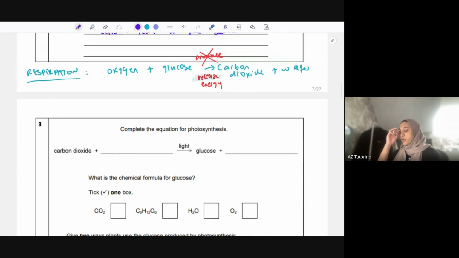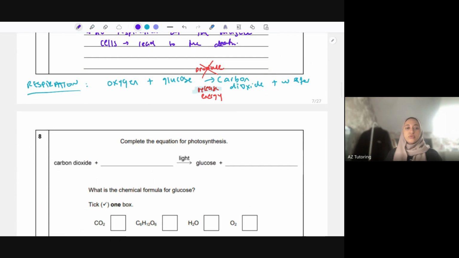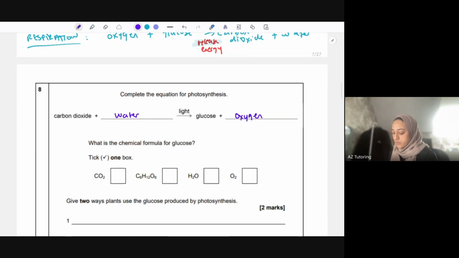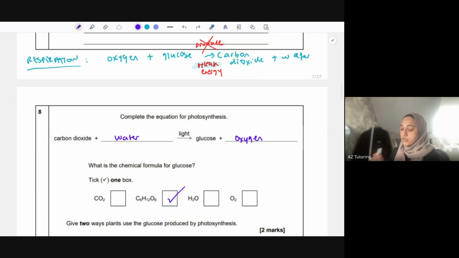So this is leading nicely to photosynthesis. If respiration is oxygen plus glucose going to carbon dioxide and water, photosynthesis is just the opposite. Complete the equation for photosynthesis: carbon dioxide plus water. The plant takes in carbon dioxide, we give the plant water, and then using light, so photosynthesis only happens during the day, not at nighttime when it's dark, glucose and oxygen are released from that plant. It says here, what's the chemical formula for glucose? They might not give you options, you might have to just write it down, but it's C6H12O6.